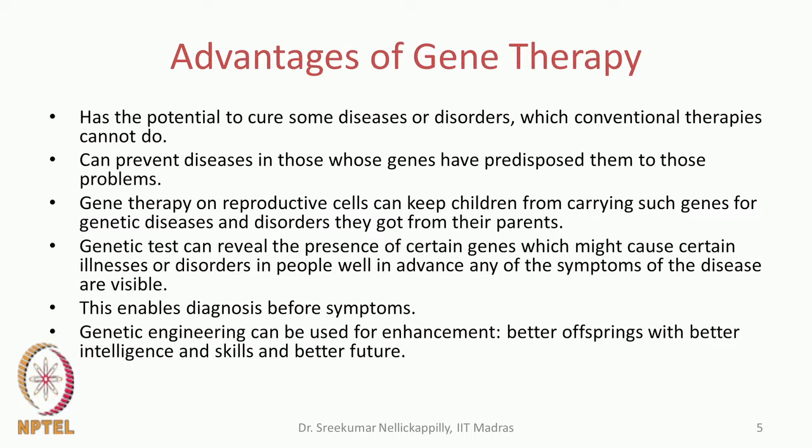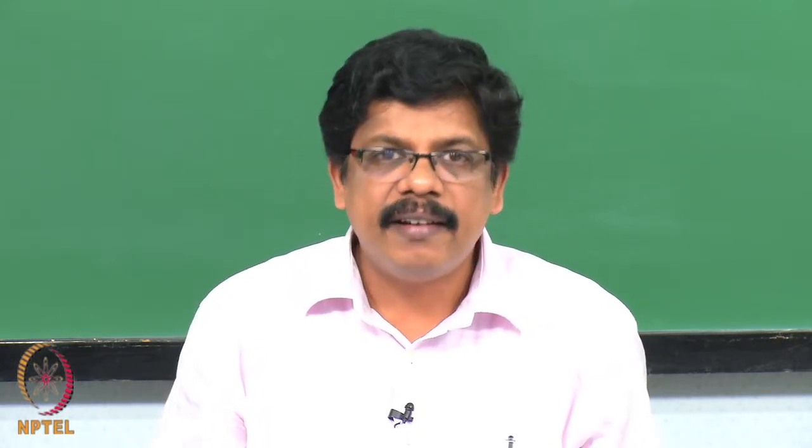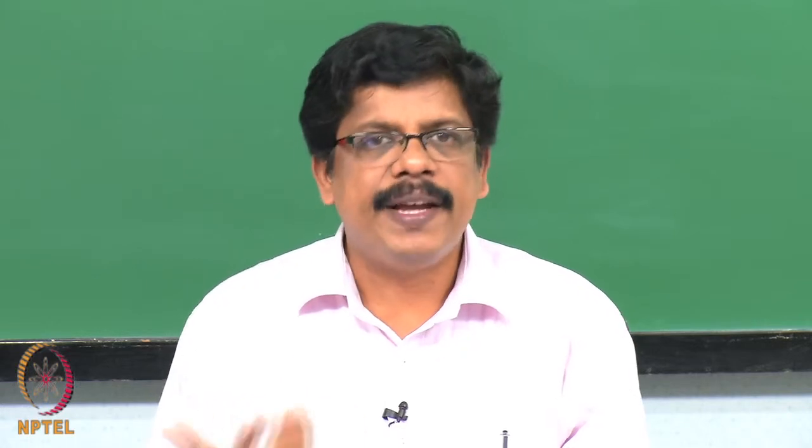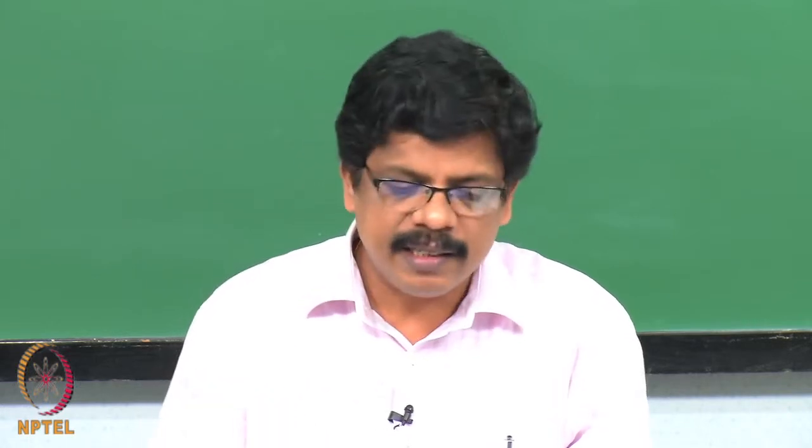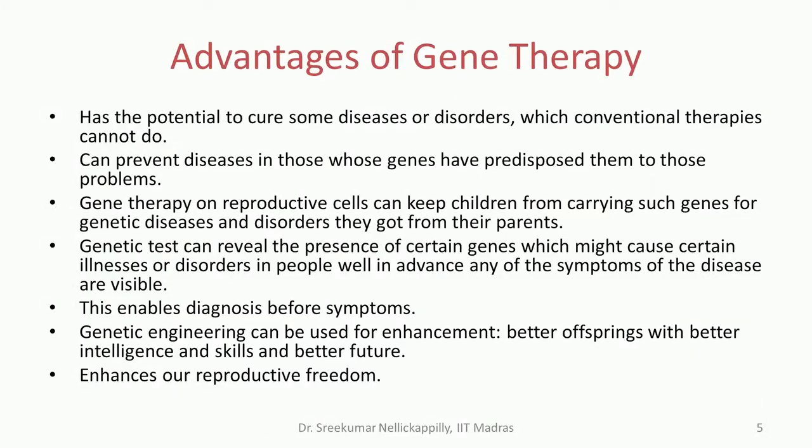Genetic engineering can be used for enhancement: better offspring with better intelligence and skills and a better future. This is another very interesting and very controversial possibility of genetic engineering, that it can think of having better offspring. The whole idea of better offspring is extremely controversial. What do you mean by better? These are issues which we naturally have to grapple with. We will discuss it slightly later. And it enhances our reproductive freedom. No doubt in that. Reproductive freedom and autonomy are increased.